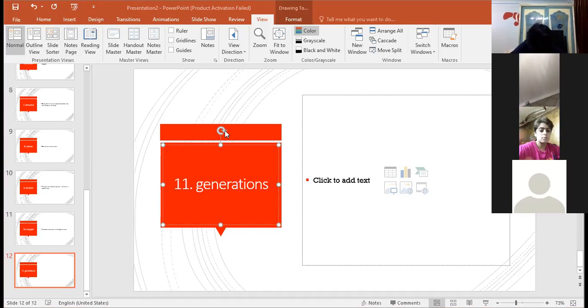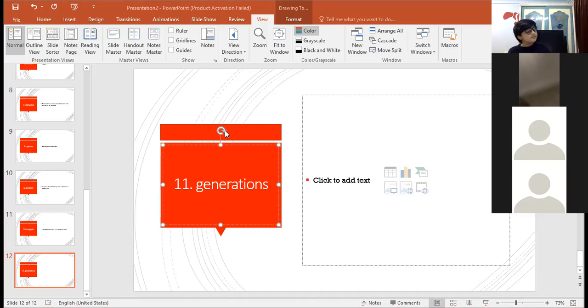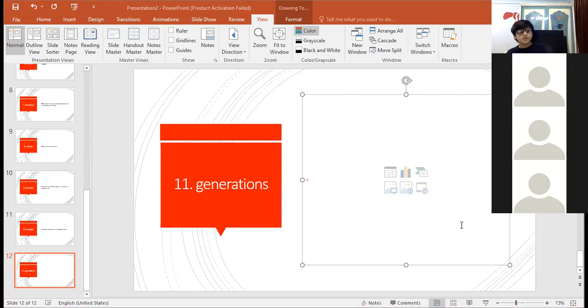So what are generations, guys? What is the meaning of generations? Remember the example I gave you? You, your father, your grandfather, your great-grandfather, okay? And when you grow up, your son also. So all of these are different what? Generations, okay? So they are a step in the line of descent from a common ancestor.